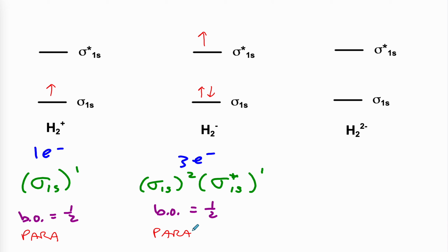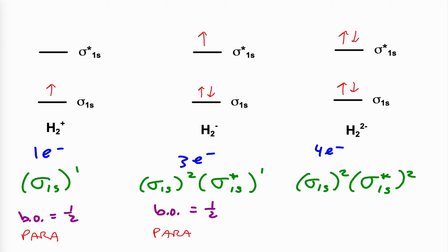Now, for the hypothetical dihydrogen dianion, H2 2-, that would have a total of 4 electrons. We would place 2 electrons in the sigma 1s and 2 electrons in the sigma star 1s. Well, now, populating the antibonding molecular orbital weakens bonding. That gives us an electron configuration of sigma 1s2, sigma star 1s2. That results in a bond order of 0, and that explains why this species does not exist. I'm not going to predict whether it's paramagnetic or diamagnetic because it doesn't exist.